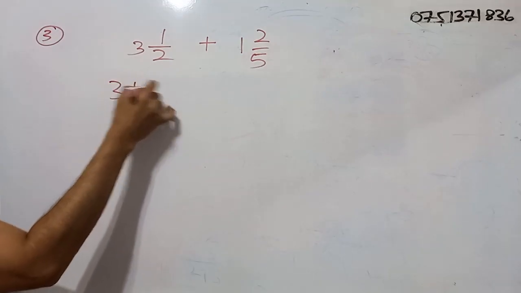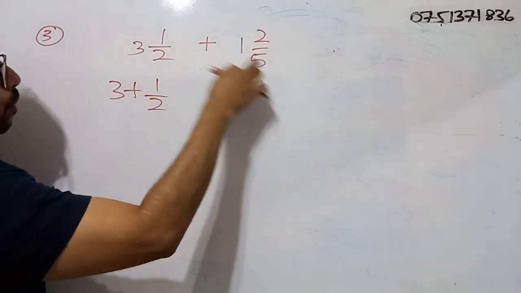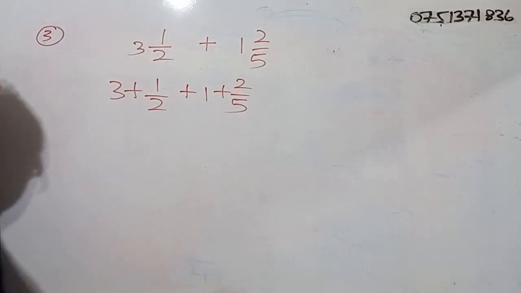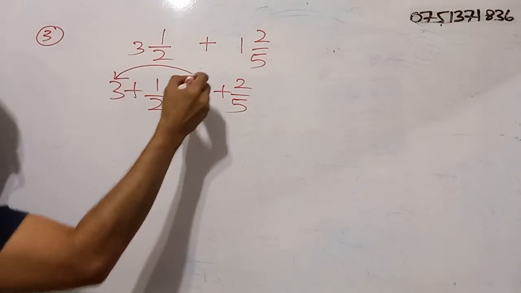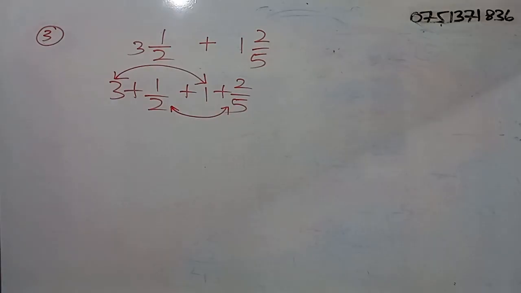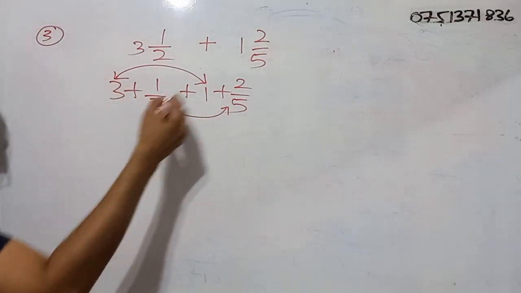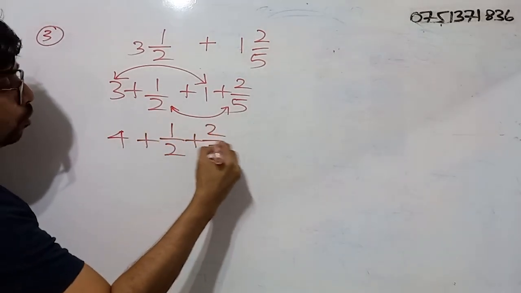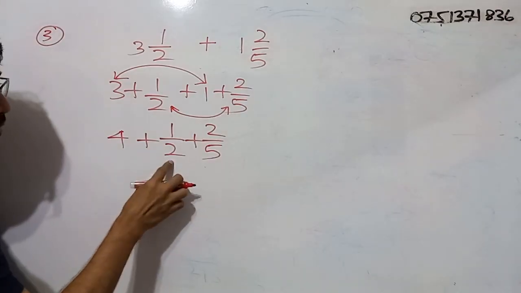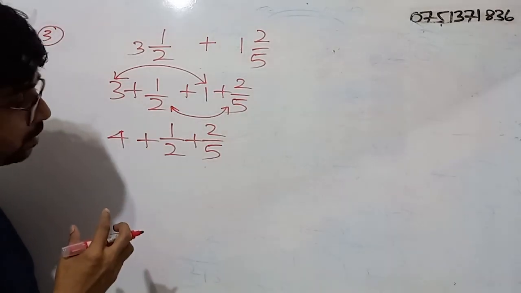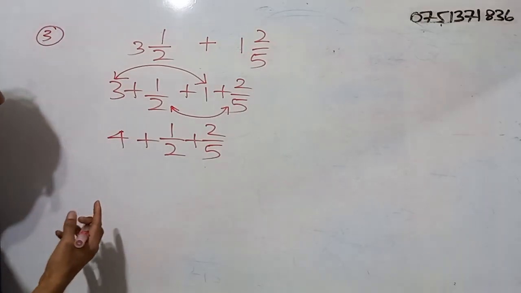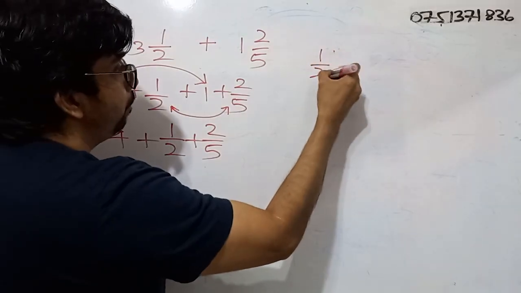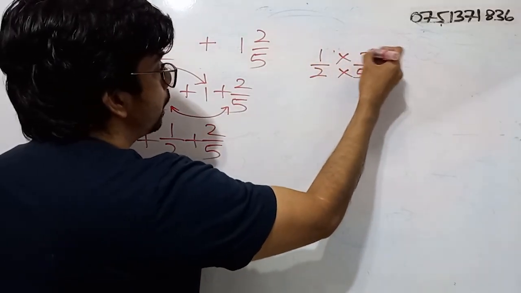So I can rewrite 3.5 as what? 3 plus 1/2, and 1 2 by 5th I can rewrite as what? 1 plus 2 by 5. So I can add the whole number parts, then I can add the fraction parts separately. So 3 plus 1, that will be 4. 4 plus 1/2 plus 2 by 5. Now here we have two fractions where the denominators are different, right? So we have to consider the least common denominator. So of the two numbers 2 and 5, what's the least common denominator? 10.